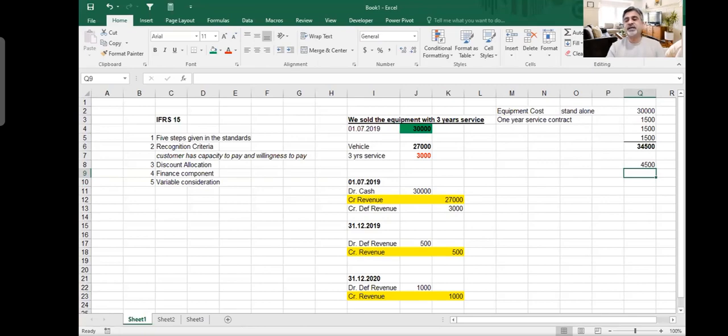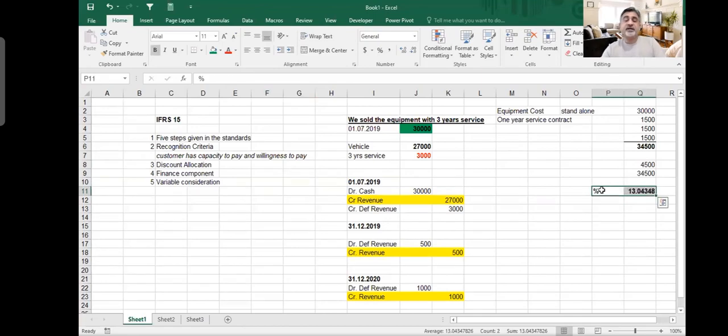We should consider how much percentage discount we are giving. So you've got a price of 34,500, you gave 4,500. What is your percentage of discount? I will just divide this by this, and I can multiply it by 100 also. So you are actually giving 13% discount on the total.